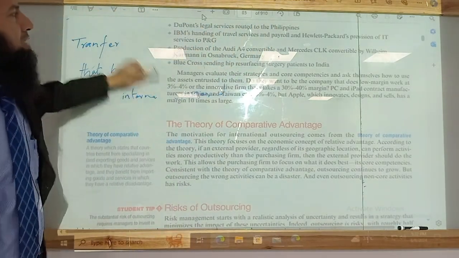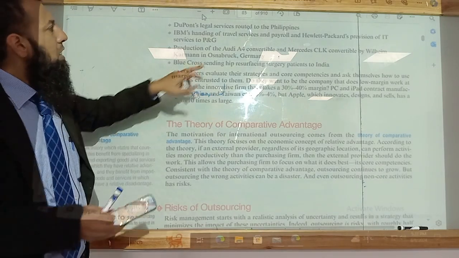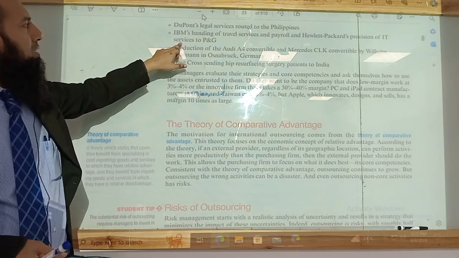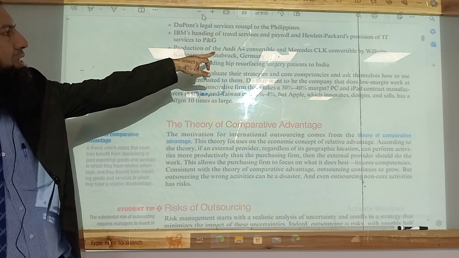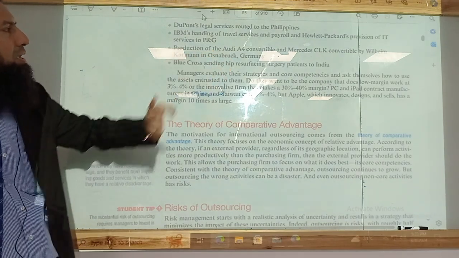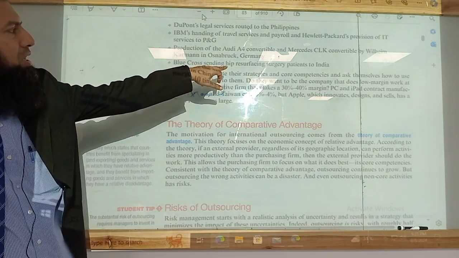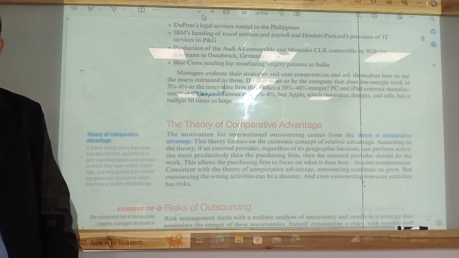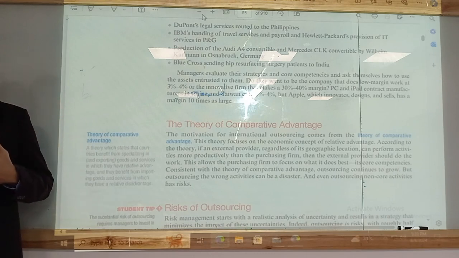Okay, IBM's handling of travel services and payroll provision to P&G. Okay, production of Audi and Mercedes in Germany. Okay, Blue Cross sending its resurfacing surgery patients to India. So basically, companies are outsourcing the activities which are not their core competency.